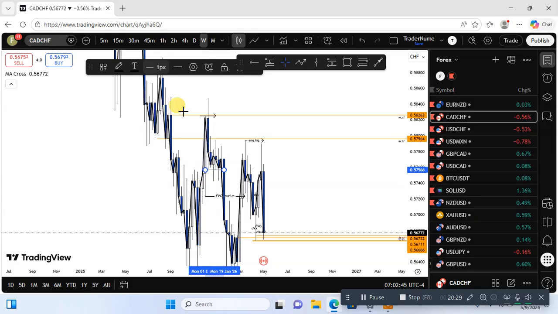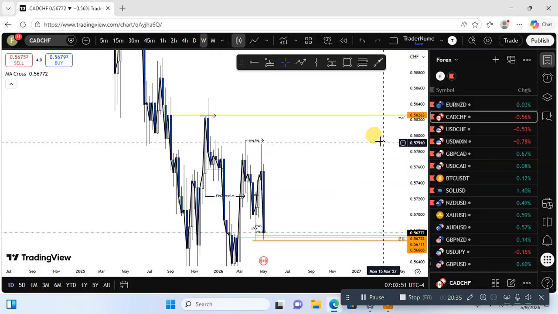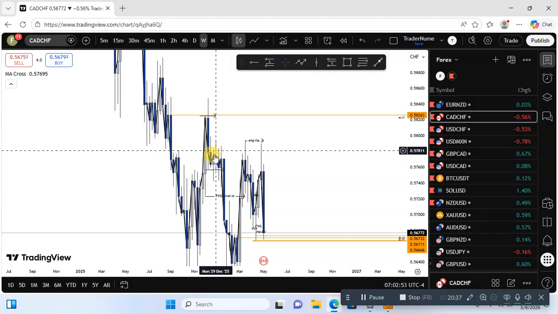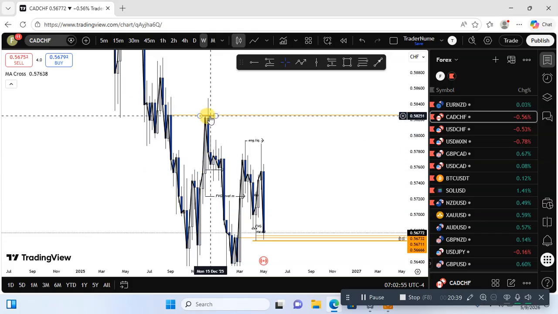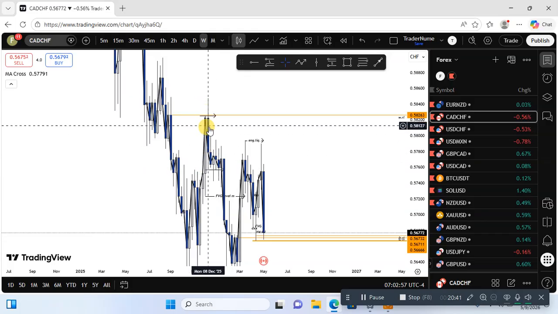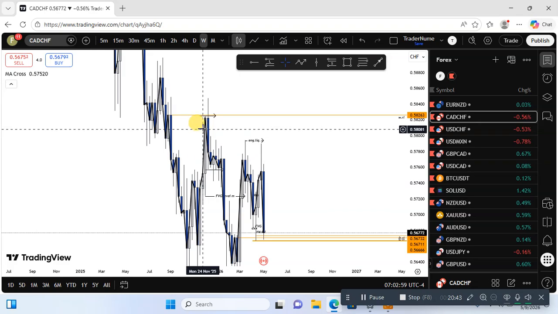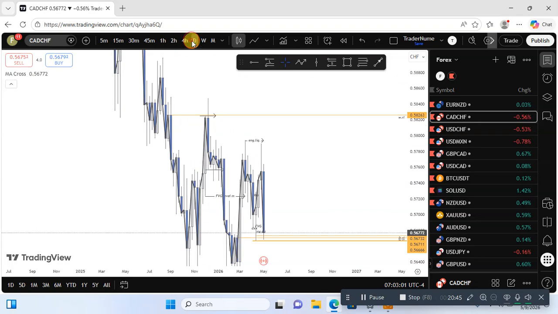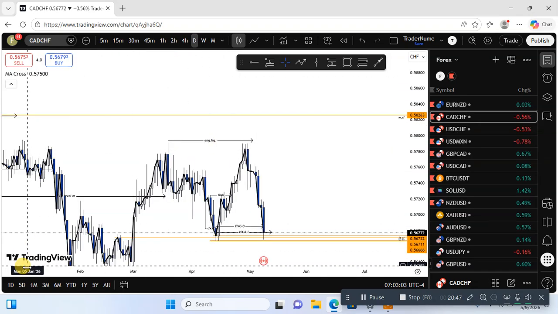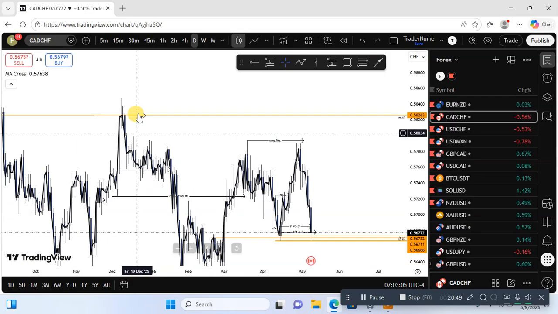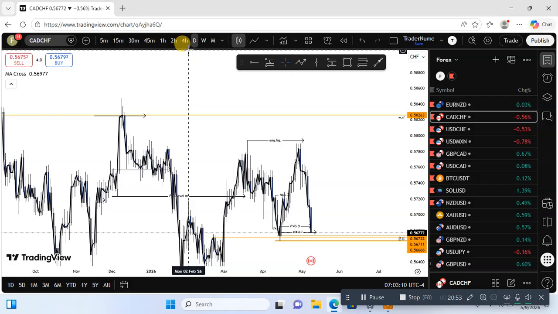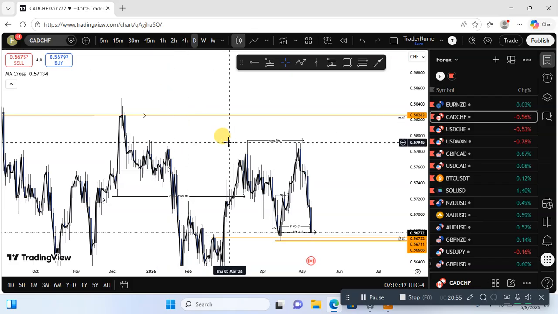Once we see that, we go to our daily. Let me delete this. Once you see that sweep, and a bearish candle closes below the candle that was swept, you just go to your daily and start observing. Or most times you go to your 4 hours and start observing. But on the daily, what are we seeing?